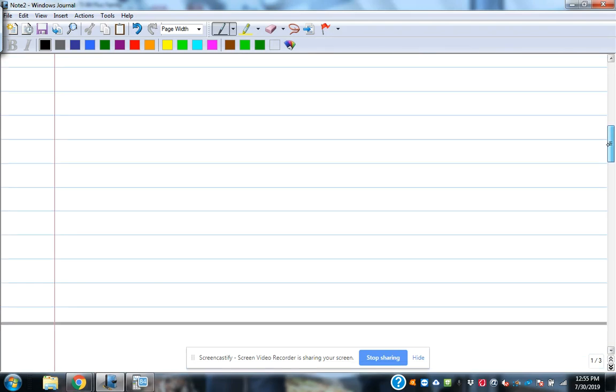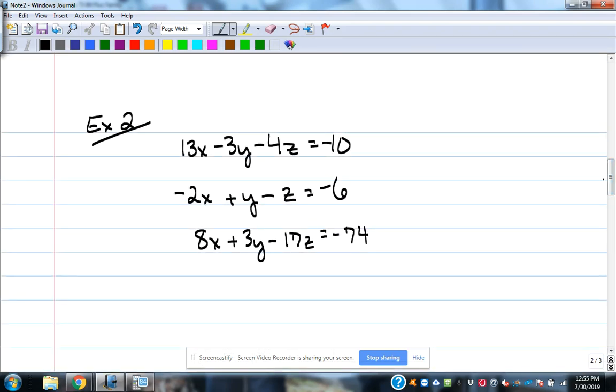Let's look at example 2, a different system. Again, it's going to be a 3 by 4 matrix.